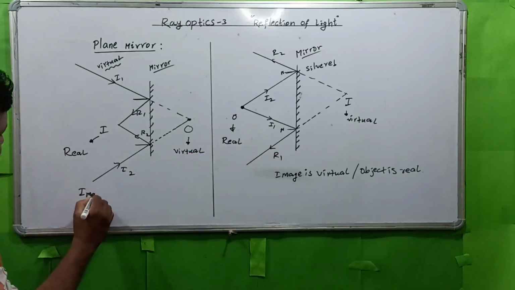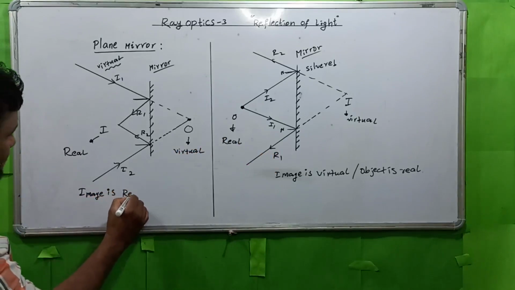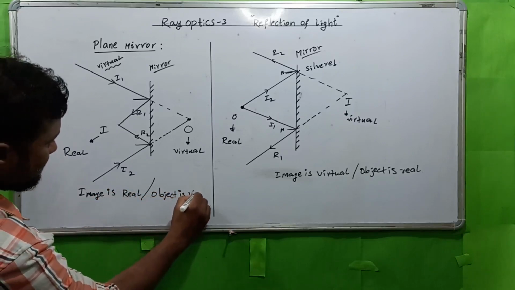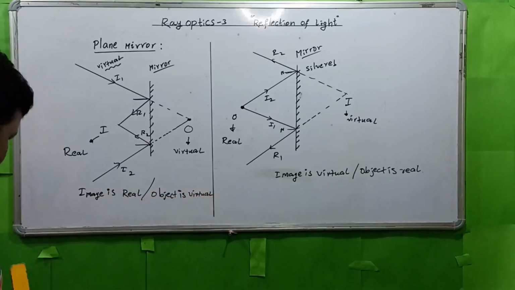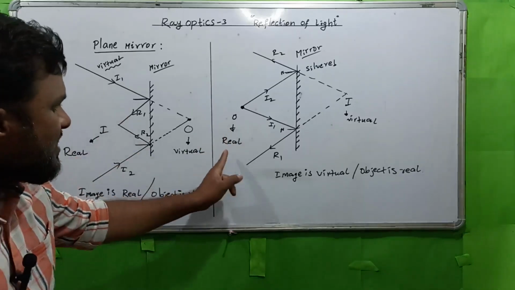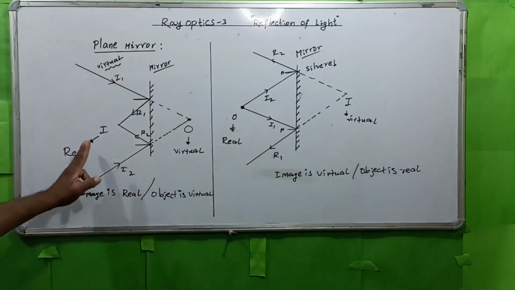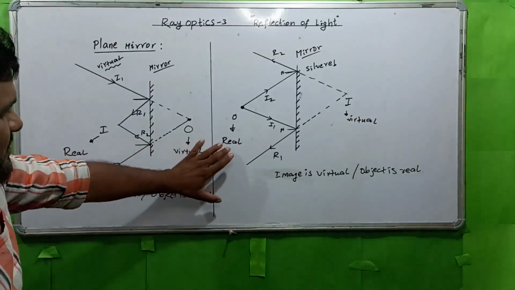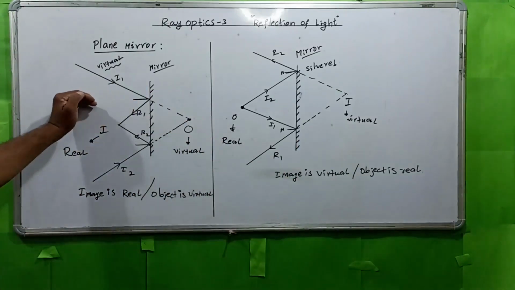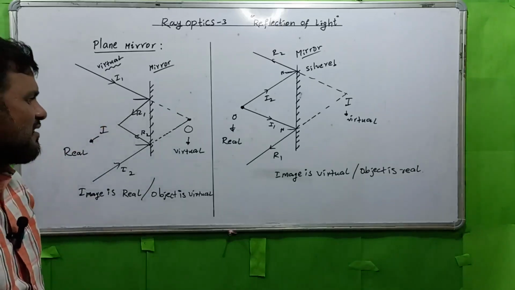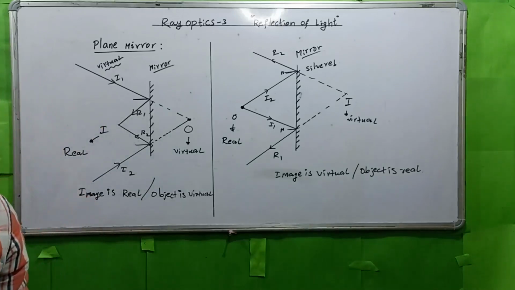If you observe and compare these two diagrams, here the image is real and the object is virtual. From this, we can understand that if the object is real, the image is virtual. If the object is virtual, the image is real. This is one of the characteristics in case of a plane mirror. Now we will see in detail what the characteristics of an image in case of a plane mirror are.